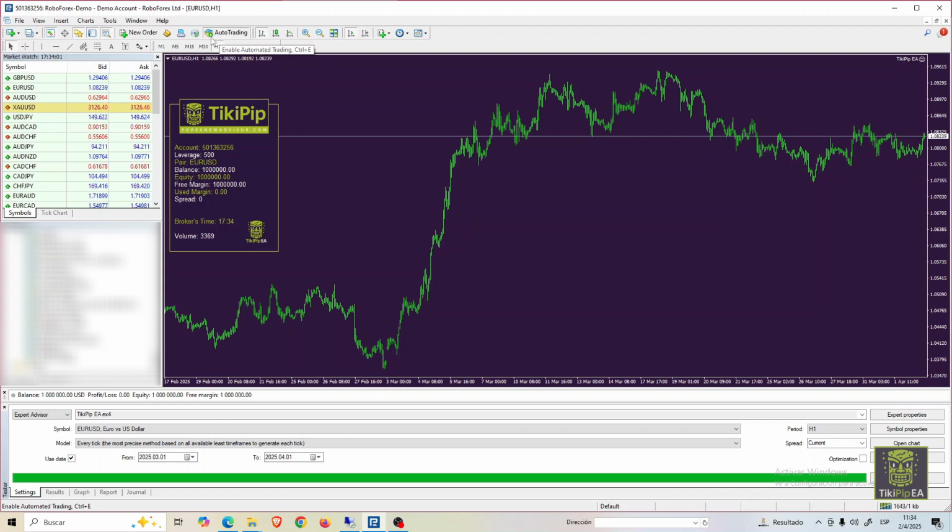Also remember that for an EA to be able to open trades, it must have the auto trading button enabled and see a smiley face next to the bot's name.